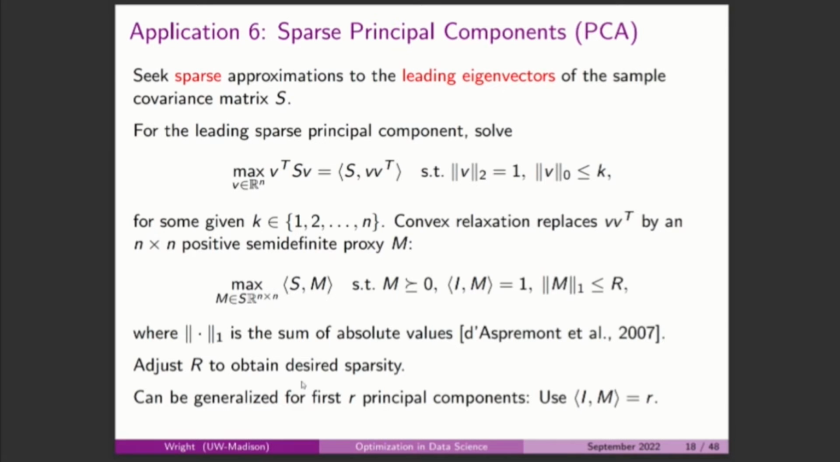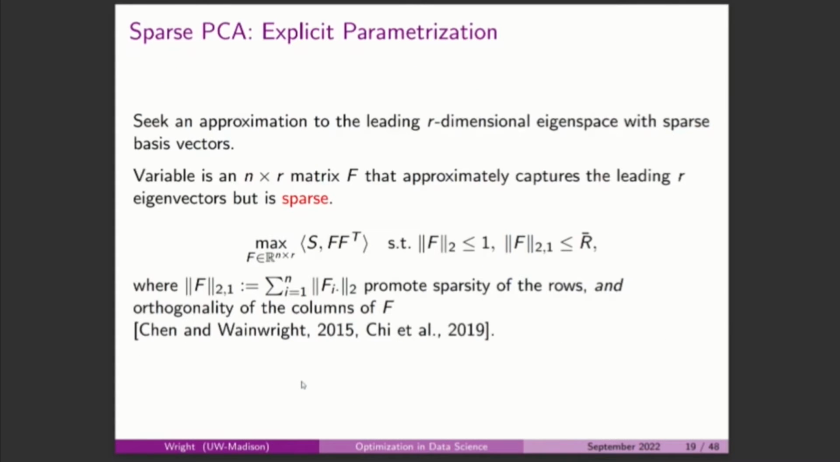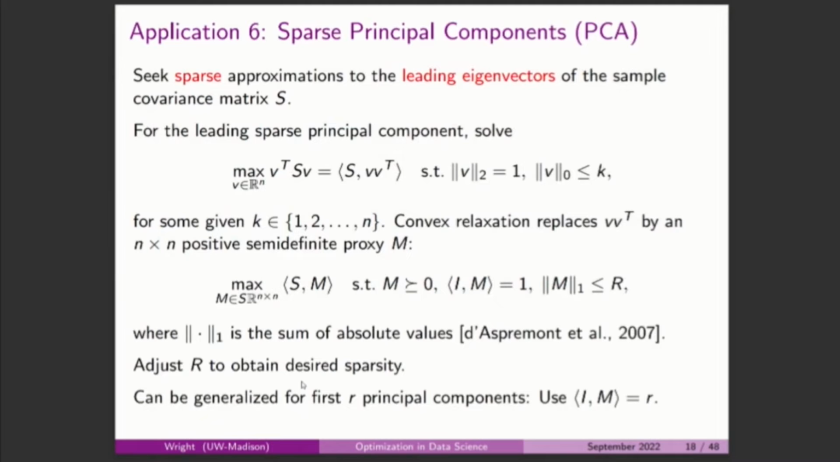Okay? Now you can extend that to the case where you want the leading R principal components, not just the first eigenvector, by changing the constraint that says the trace of M has to be 1 to the trace of M being equal to R. You end up with a sparse approximation to the first R singular values. Again, this formulation has the disadvantage that the unknown you're working with, M, is an n by n matrix. So if n is in the tens of thousands, this is a big problem.